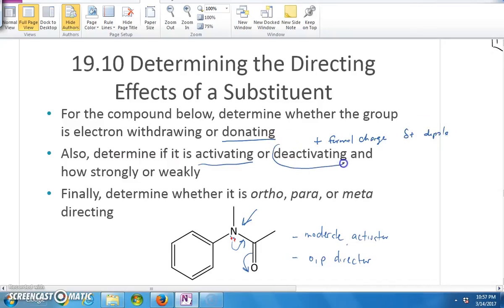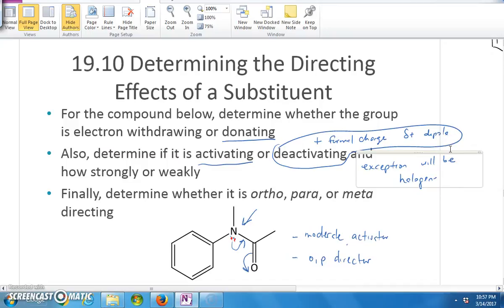That's when you have a deactivating substituent. The exception will be halogens, which are weakly deactivating. Finally, you will have an ortho and para director when it is activating, or you have an electron donating group. Of course, the only exception to that is halogens.